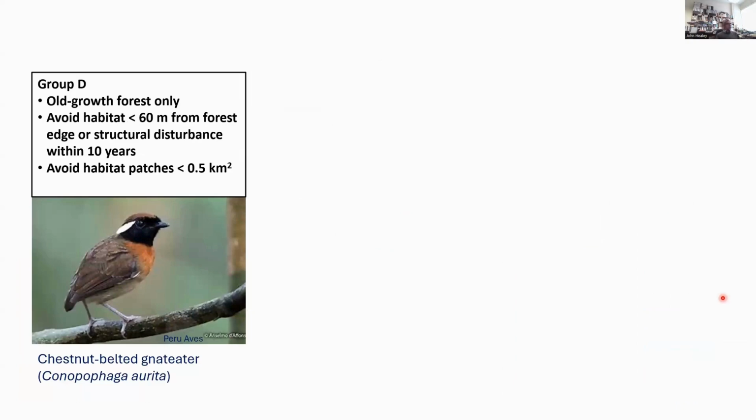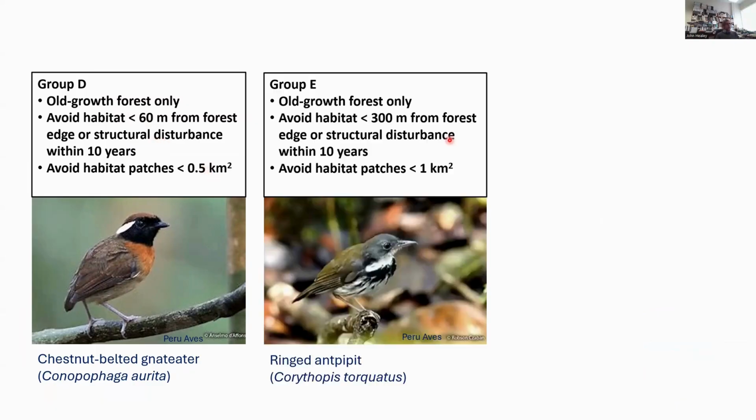And the last 3 groups are really much less tolerant types of species, such as the chestnut-belted gnateater. Don't know where its gnats occur to be eaten, but anyway, it will only occur in old growth forest, again, not in secondary forest at all. And it is not found in habitat within 60 meters of the forest edge, or indeed habitat that's been structurally disturbed in the last 10 years. Again, only in habitats bigger than 0.5 square kilometers.